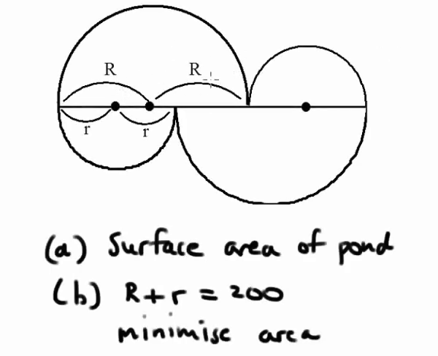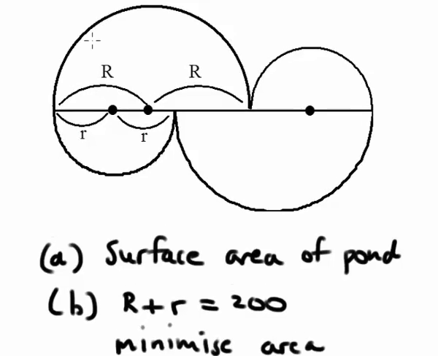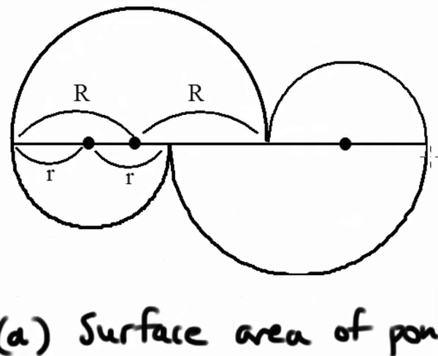Okay, well, let's see. If we're going to work out the surface area of the pond, what have we got, guys? We've got two big semicircles, each with a radius of big R. But that's really like one circle if you think about it. Then we've got the two little ones that are identical, and they've got a little r for their radius.